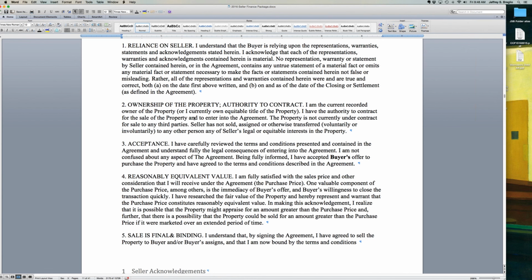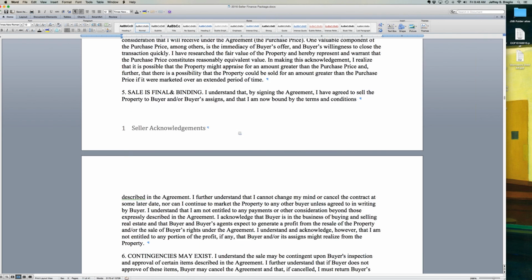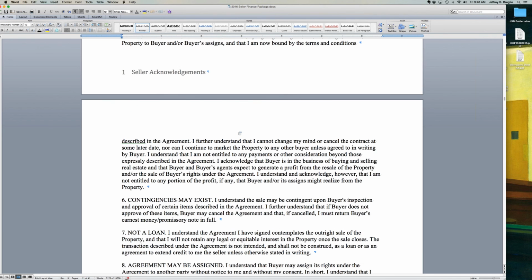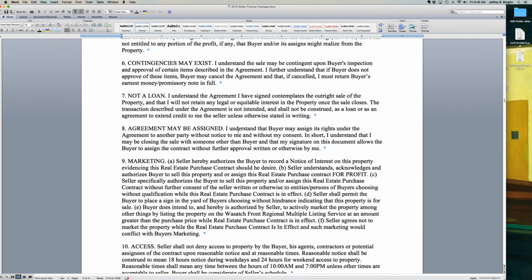That there is a due on sale clause. That due on sale clause might be called in. So it's just all these disclosures you really want to get the seller to acknowledge. That protects you as the buyer investor.